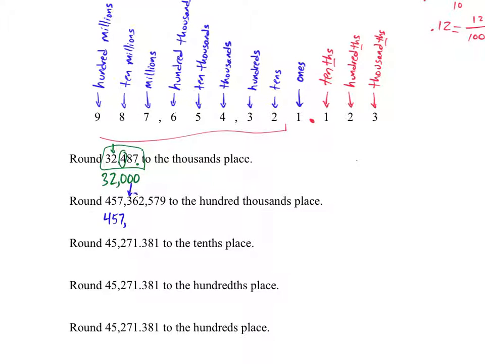And for that, you only look at the one number that's after it. So that's a 6. Because it's a 5 or higher, we need to give it a shove up. So the 3 becomes a 4. And then you have to put in the zeros to keep it in the right place. So you still have 457,400,000.